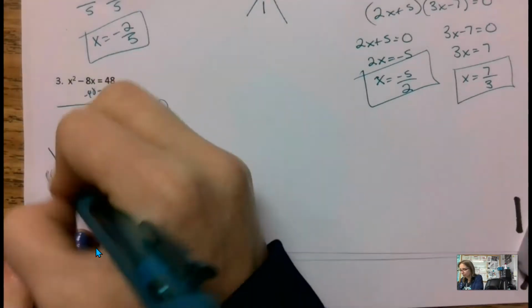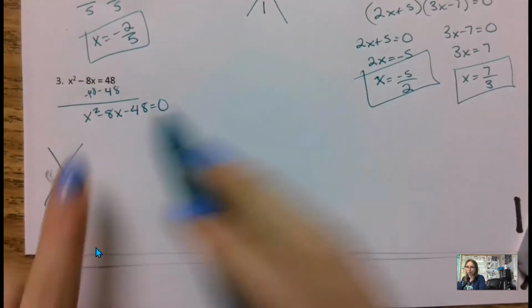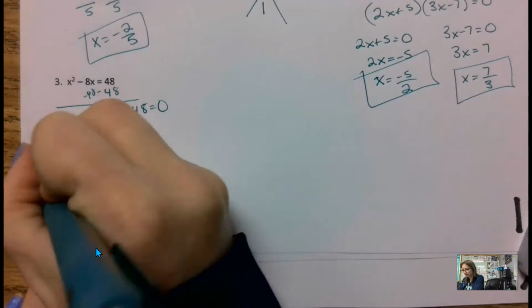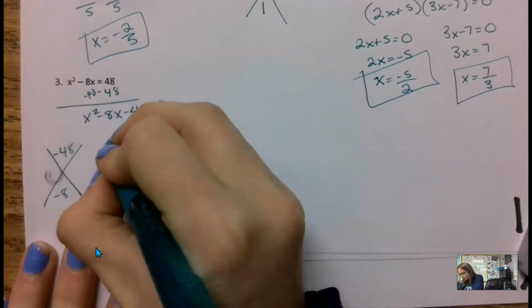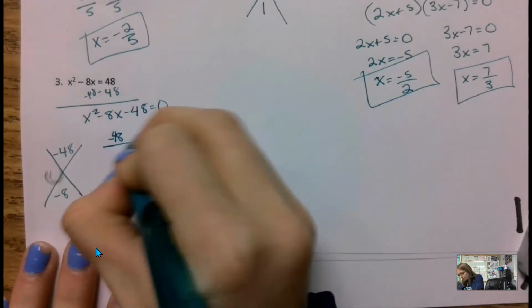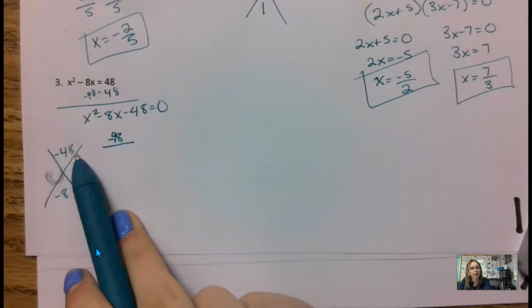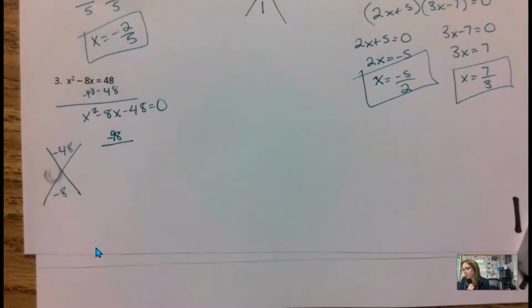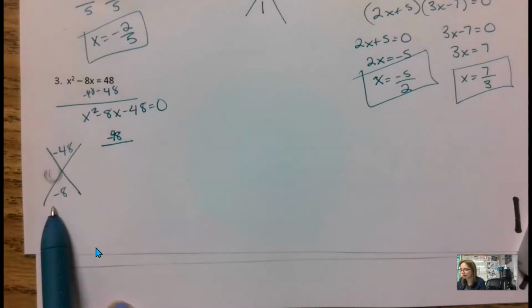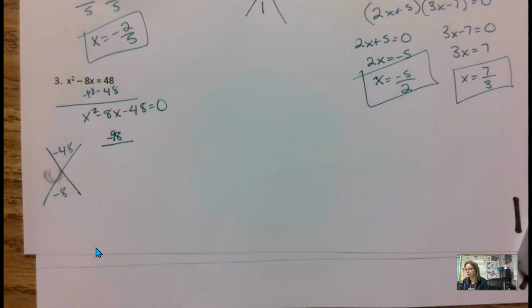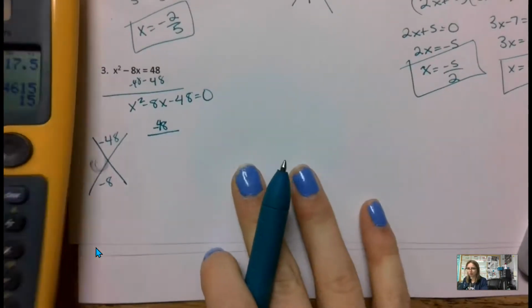Okay, so I'm going to draw my x. 1 times negative 48 is negative 48. Negative 8 down below. Now I'm going to list my factors. They had to be opposite signs because my AC's product is negative. And then since my B value is negative, my bigger value is negative. So let's figure out what these values are.